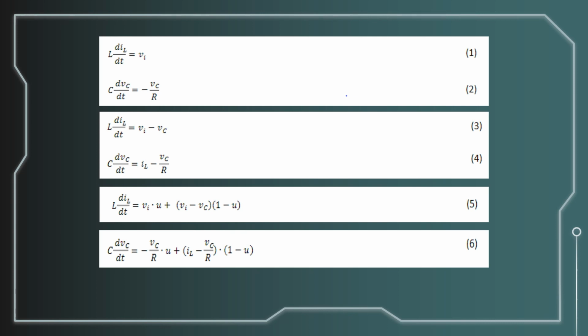The switching function U is defined to conveniently write equations 1 to 4. When U equals 1, the switch is closed, whereas when U equals 0, the switch is open. Equations 1 and 3 are written as follows.